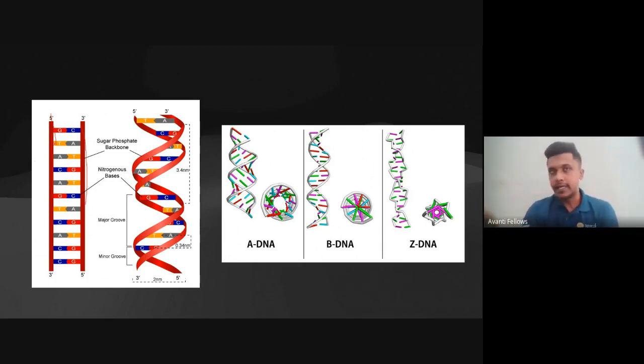We take the B-DNA, which is the right-handed helical DNA found in 98% of living organisms, and then we go to the lab and try to dehydrate it.